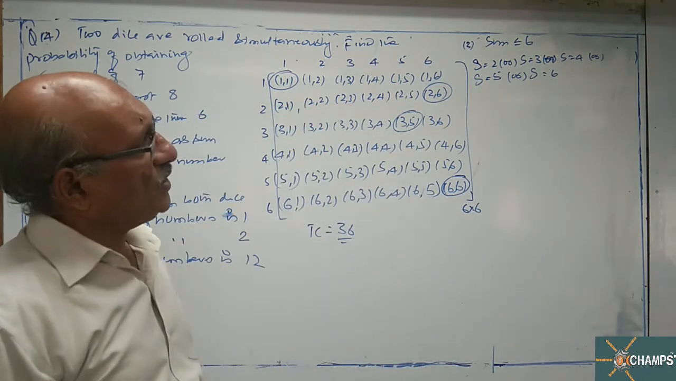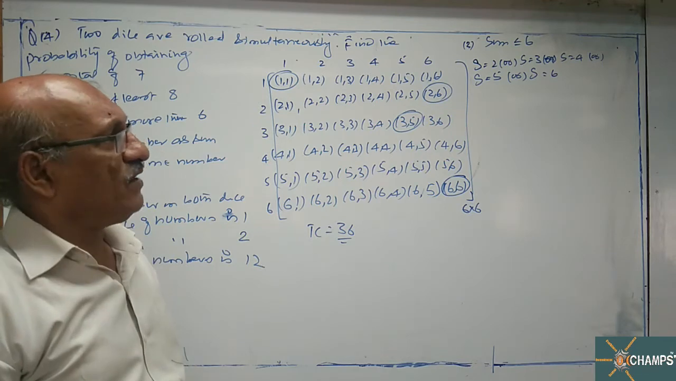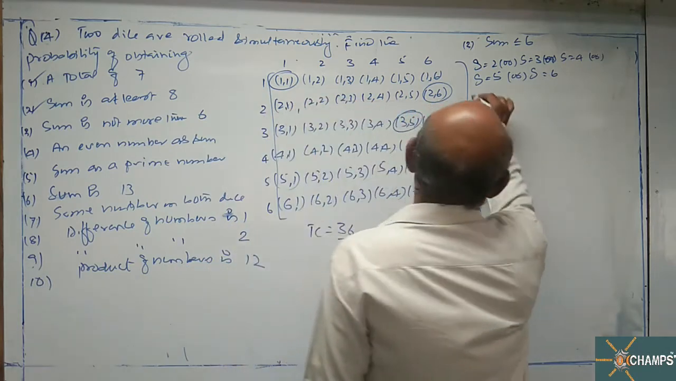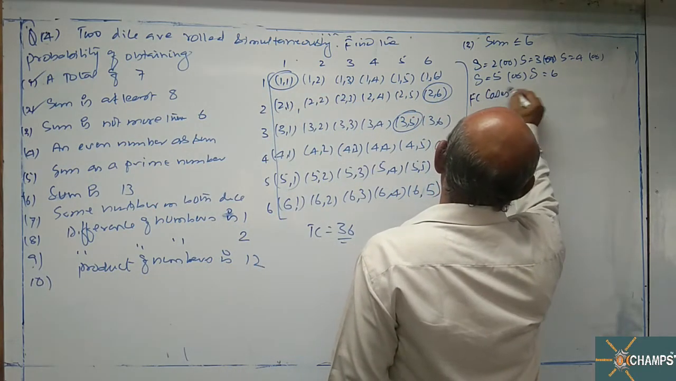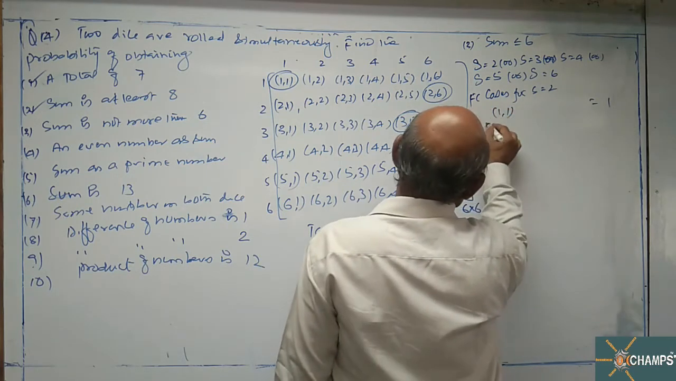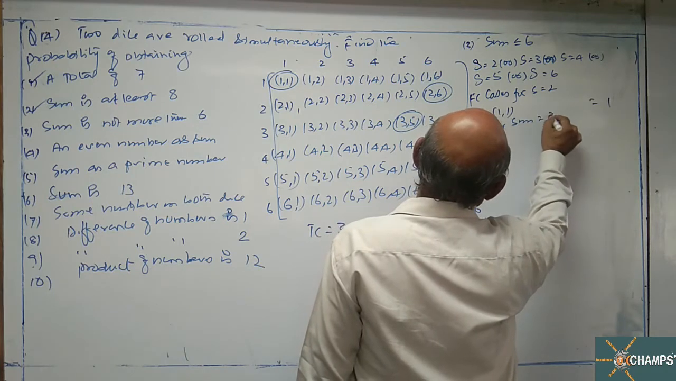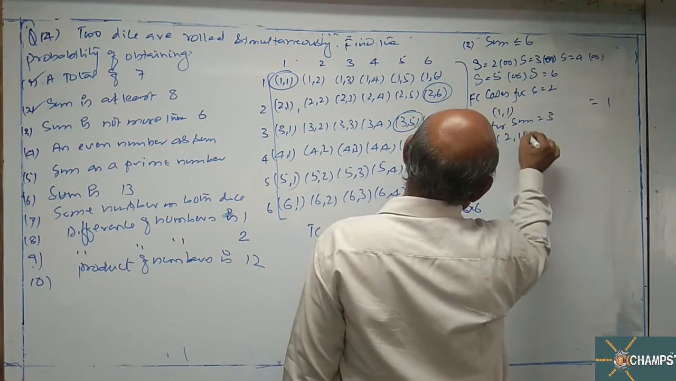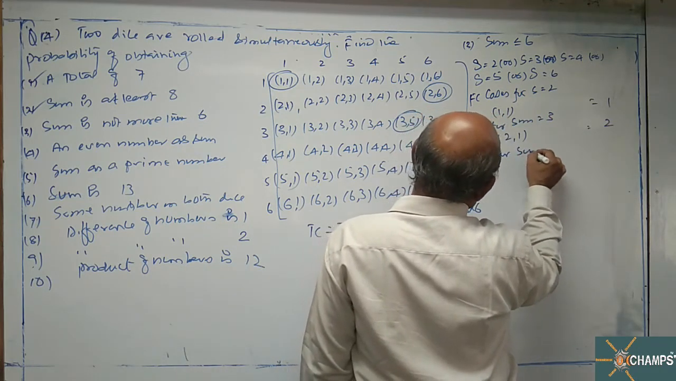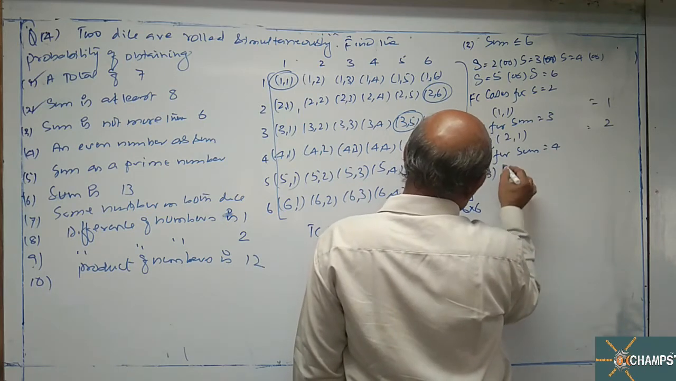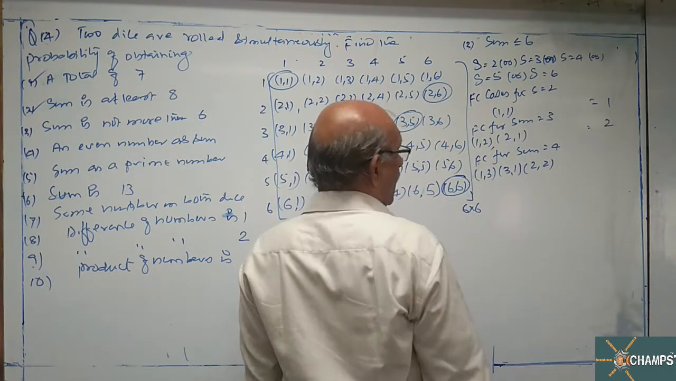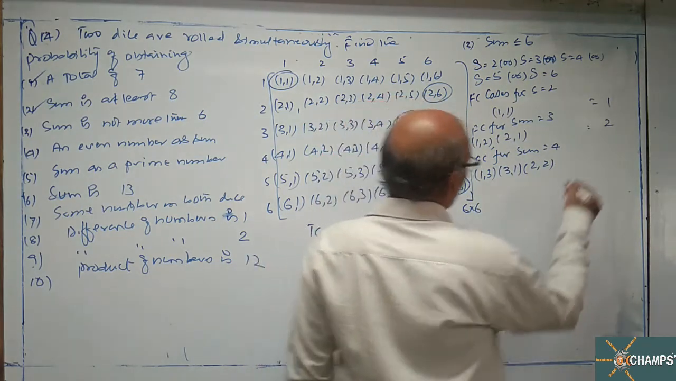1, 2, 3, 4, 5. These are the 5 cases we have. For each case, we have to calculate favorable cases. Favorable cases for sum is equal to 2, there is only one case. 1 is the answer. Favorable cases for sum is equal to 3. 1 comma 2, 2 comma 1. 2 cases are there. Favorable cases for sum is equal to 4. 1 comma 3, 3 comma 1, 2 comma 2. 3 cases.